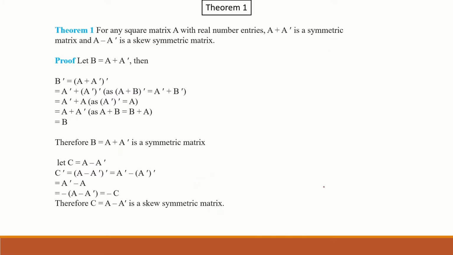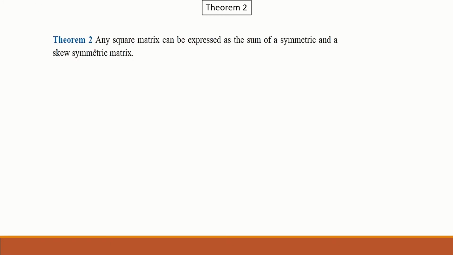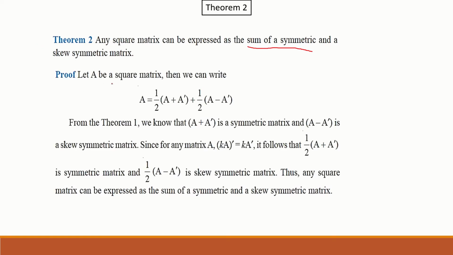So moving to theorem 2, it says any square matrix can be expressed as the sum of a symmetric and a skew-symmetric matrix. So how can it be expressed as the sum of symmetric and skew-symmetric matrix? Let us take a square matrix A, and we write it as A is equal to half of A plus A dash plus half of A minus A dash. So this is the expression for sum of a symmetric and a skew-symmetric matrix.